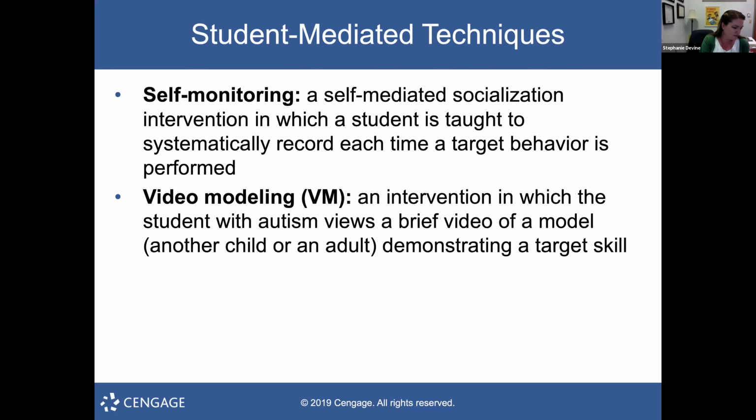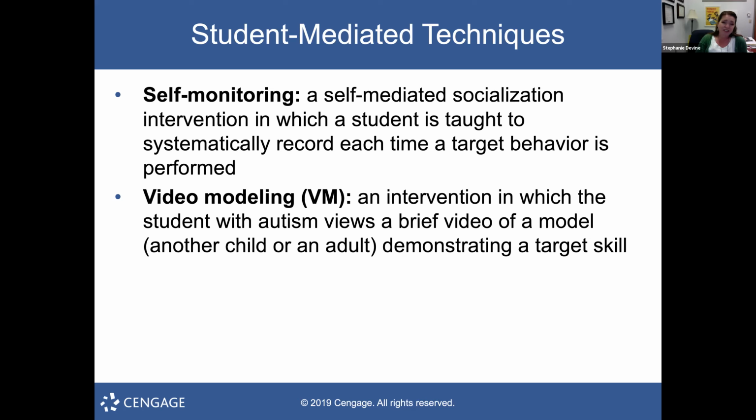Okay, so the next section we're going to talk about is student-mediated techniques, and those break down primarily to self-monitoring or video modeling or video self-modeling. Both are very effective evidence-based practices. Self-monitoring is a self-mediated socialization intervention where a student is taught to record. They do an event recording each time that they perform that target behavior.